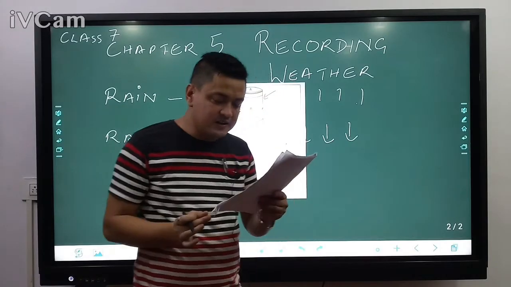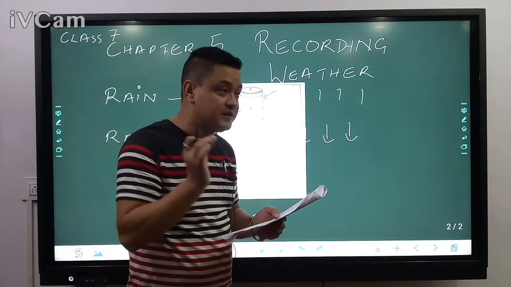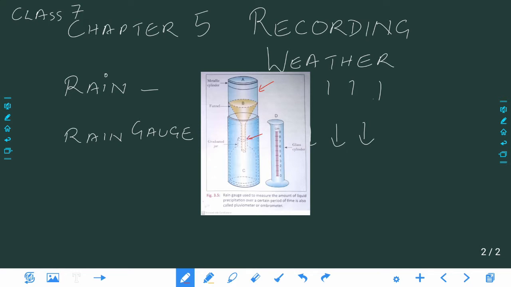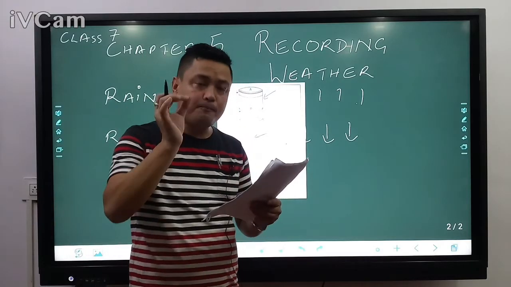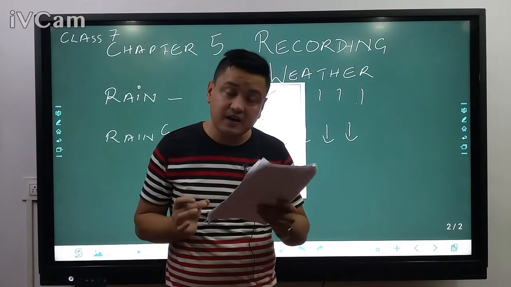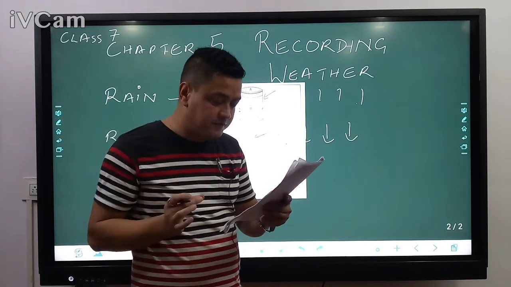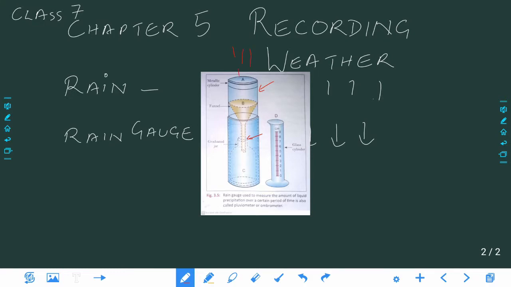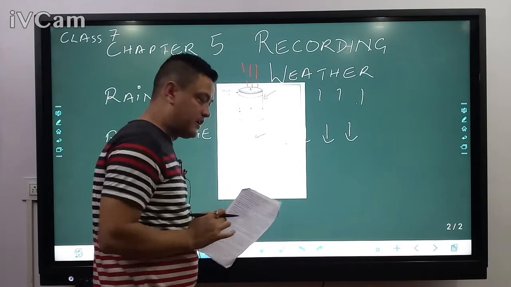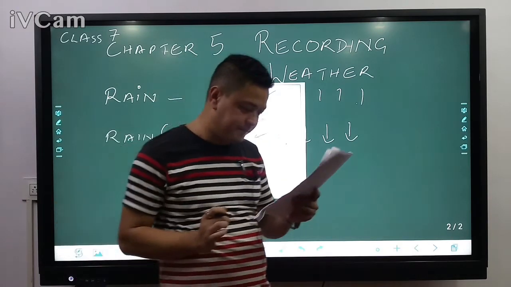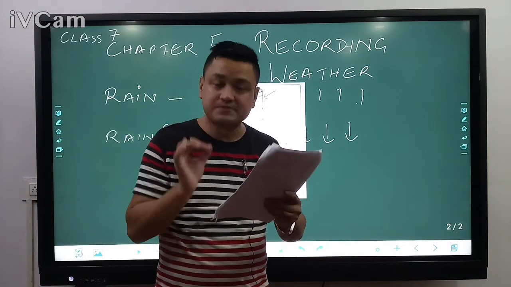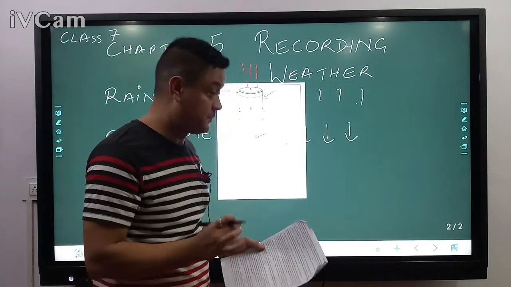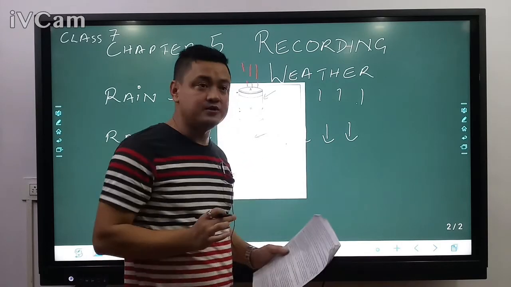A funnel is set on top of this jar that fits it accurately, at the mouth of this bottle. Here you can see a funnel is placed on top of this jar that fits it accurately inside the metal cylinder. Rainwater is collected in the vessel through the funnel. So if it is raining, it gets collected inside the funnel, and from the funnel it goes into the bottle. The hole in the funnel is kept very small so that the evaporation rate is kept to a minimum, because we have to see that the water does not evaporate from the bottle.